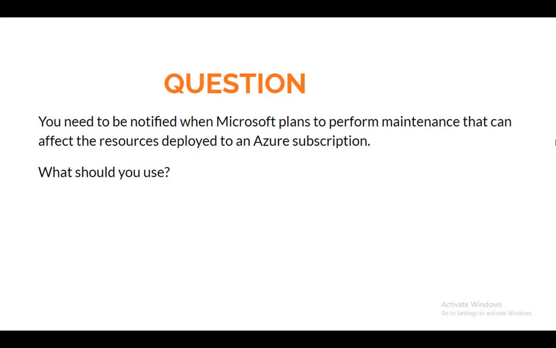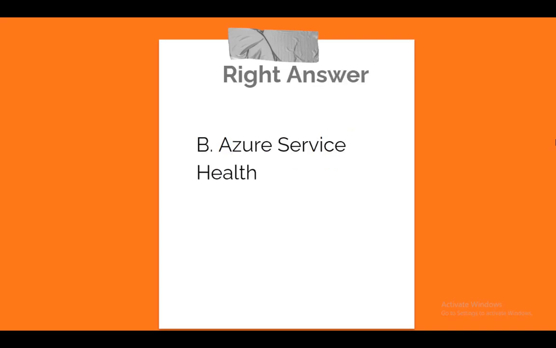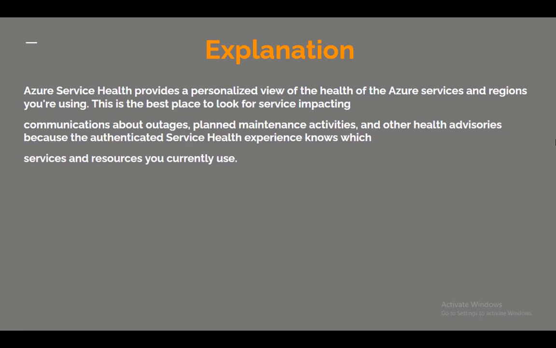Next question. You need to be notified when Microsoft plans to perform maintenance that can affect the resources deployed to an Azure subscription. What should you use? And here are the options. Option A, Azure Monitor. Option B, Azure Service Health. Option C, Azure Advisor. Option D, Microsoft Trust Center. And the correct answer is Option B, Azure Service Health. Explanation. Azure Service Health provides a personalized view of the health of the Azure services and regions you are using. This is the best place to look for service impacting communications about outages, planned maintenance activities, and other health advisories, because the authenticated service health experience knows which services and resources you currently use.